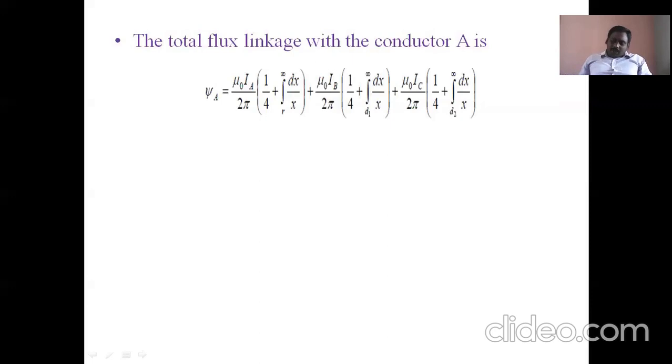That means the flux linkages in conductor A, due to current Ia, have external flux linkages extending to infinity. And in conductor A, the flux linkages are not only due to Ia, they are due to Ib also.